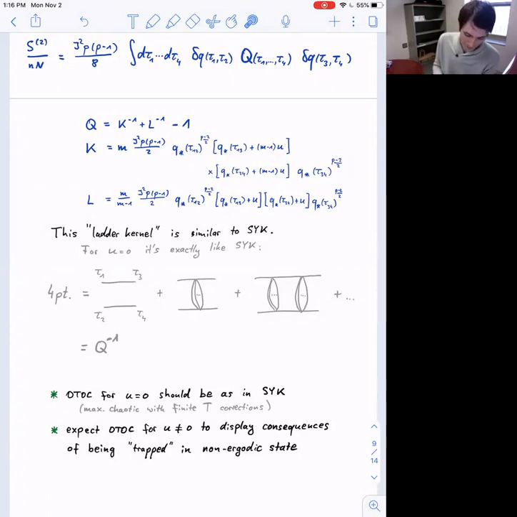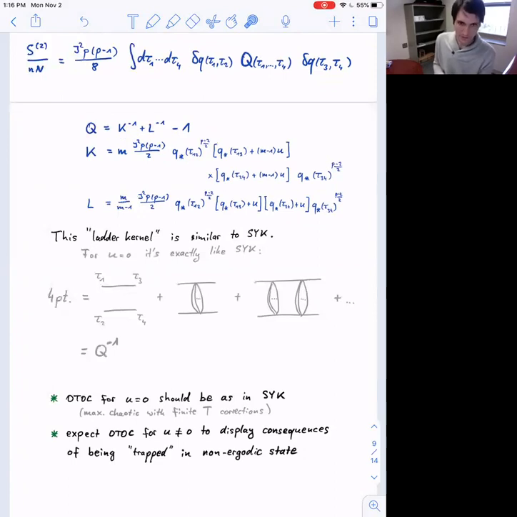But then clearly if U is not zero, if we're in this frozen spin glass phase, then something interesting new is going to happen, and we have to invert this Q operator for finite values of U and M. So in SYK, what this kernel describes is simply that if you have a four-point function, you can construct it as a disconnected piece, and then you can exchange any number of these Melonic graphs to get the answer for the four-point function.